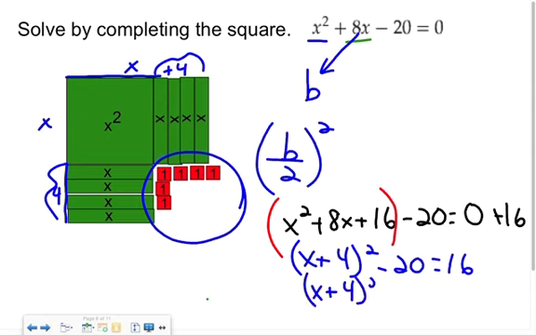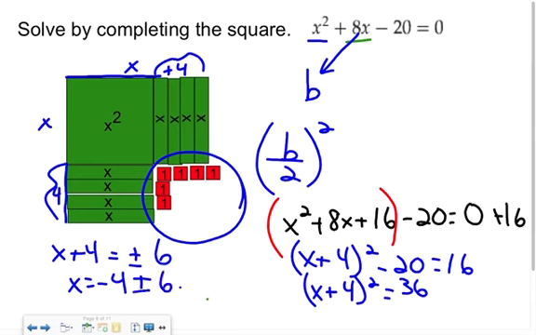So x plus 4 squared equals 36. I can take the square root of both sides of that equation. So that's x plus 4 equals positive or negative 6. Don't forget that positive or negative. And then finally, when I subtract 4 from both sides, I have x is equal to negative 4 plus or minus 6, which means x can equal 2 or negative 10.